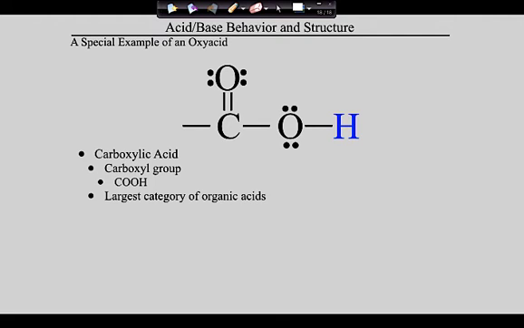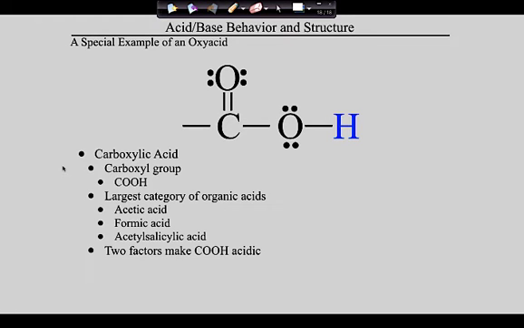But this group composes the largest category of organic acids. There are other ways of making carbon-based compounds, organic compounds, acidic. But guys, 90%, 95% of the ones that you know or will ever learn, depending on your major, contain these. That ranges from acetic acid, which is vinegar, to formic acid, which is actually ant spit. Yeah, if you get an ant bite and it burns, there are these little molecules inside of ants that make formic acid. Acetylsalicylic acid, which you know to be aspirin.